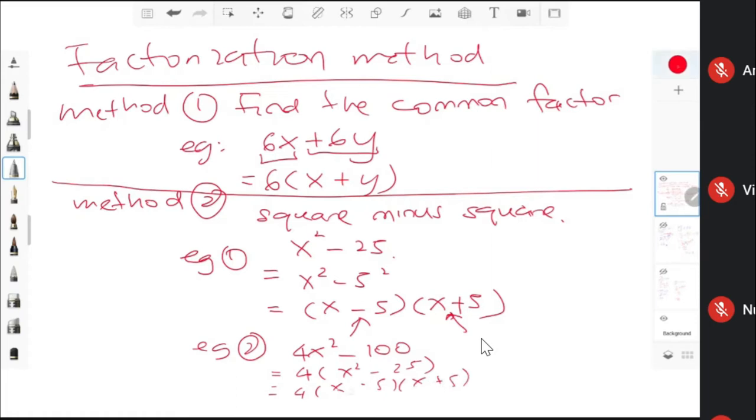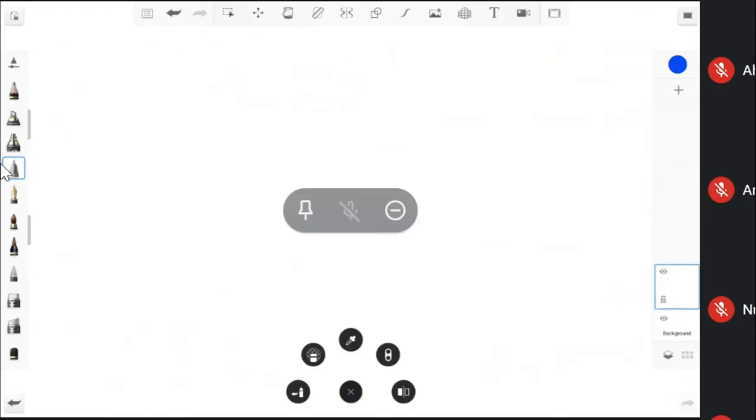Okay? I'll give you another example. Let's say 4x squared minus 49. Method 1, is there any common factor between the two terms? No. Method 2, can you see square minus square? Yes. This is actually 2x squared minus 7 squared. Sorry, I shouldn't multiply it in. So when you see square minus square, factorize straight away: 2x minus 7 and 2x plus 7. You know what I'm talking about? Everybody? Yeah. Okay, very good.